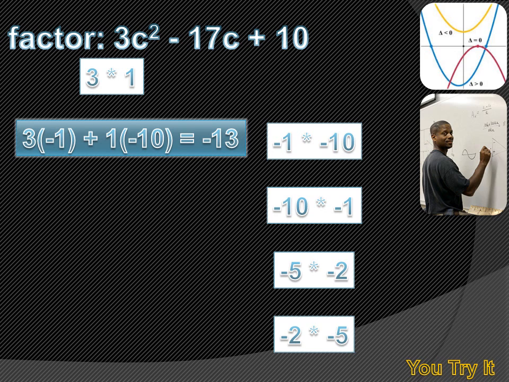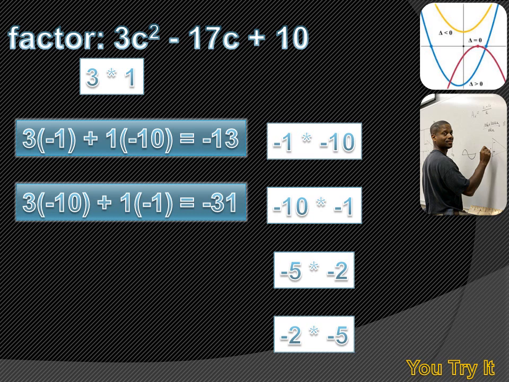If we combine the 3 times 1 and the minus 1 times minus 10, we end up with 3 times minus 1 plus 1 times minus 10, which equals minus 13. Remember, we're using the O and the I in FOIL and adding them together. Well, negative 13 is not my b term. My b term is negative 17, so it's not that one.